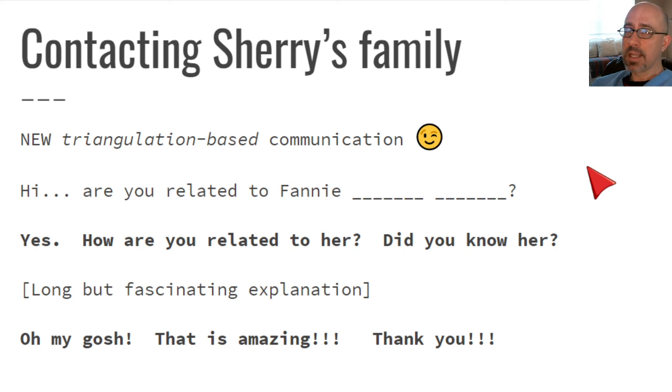So again, I built out Sherry's tree, contacted her, and said, "Are you related to Fanny so-and-so?" It's her grandmother. She said, "Yes, how are you related? Do you know her?" I gave a long explanation of how I put the information together, and I got a very enthusiastic response, in stark contrast to the kind of responses I got in the past, or the lack thereof.